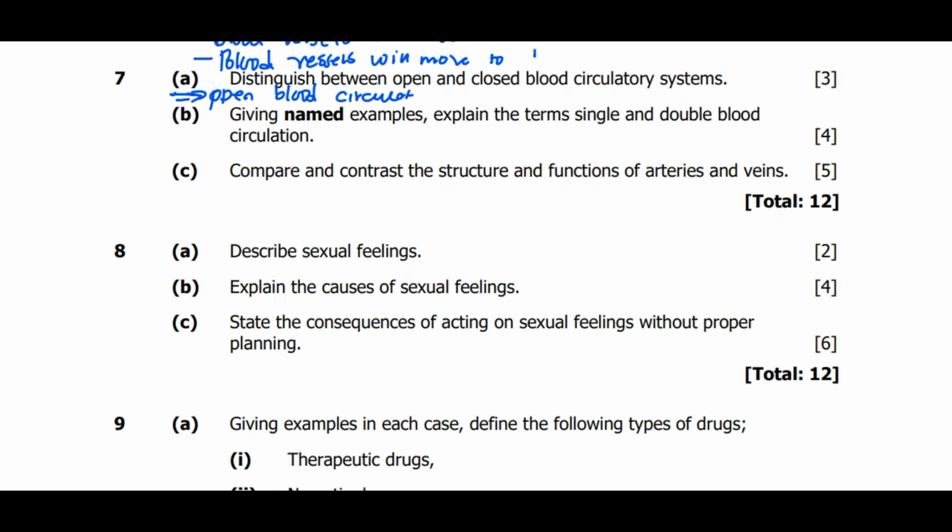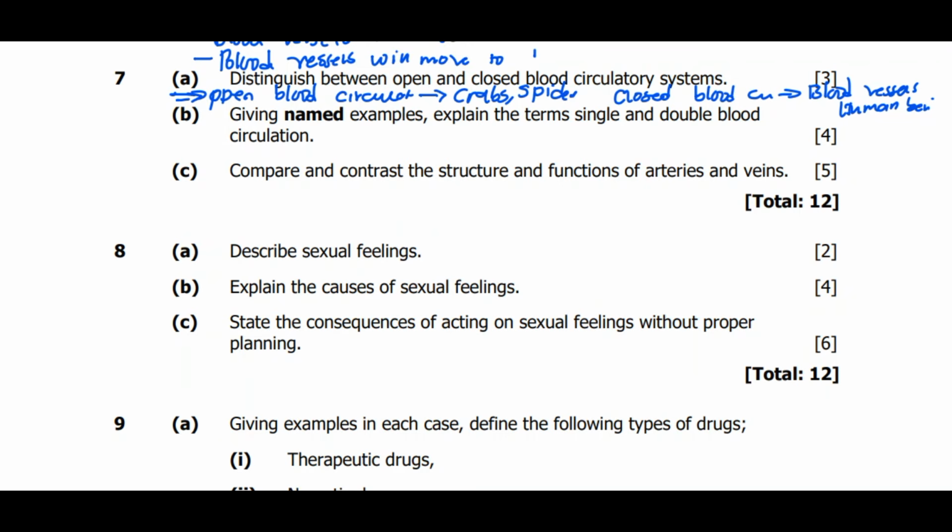Examples of organisms that have this kind of circulatory system are crabs. Apart from crabs, we also have spiders. So the key point is the blood does not flow through the blood vessels. For closed blood circulatory system, the blood passes through the blood vessels. So here we have the blood vessels, and the best example is the human being. So that is the difference.